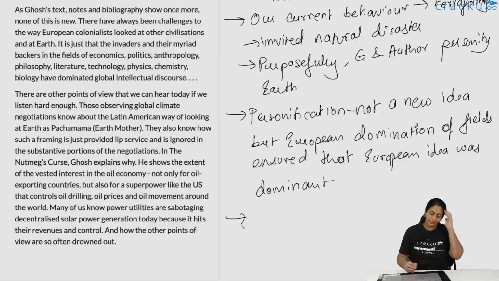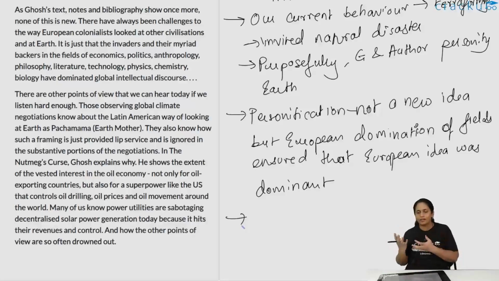So here the author says that now people are actually using terms like Pachamama, which is the Latin American way of calling Earth Mother, but this indigenous view of Earth as a person has existed for a very long time. It was there in indigenous Indonesia, it is there in Latin America. We know that it is there in India also. Now it is getting lip service. Lip service basically means what? That people use that name, but they don't use it with the intention or meaning that that name conveys.